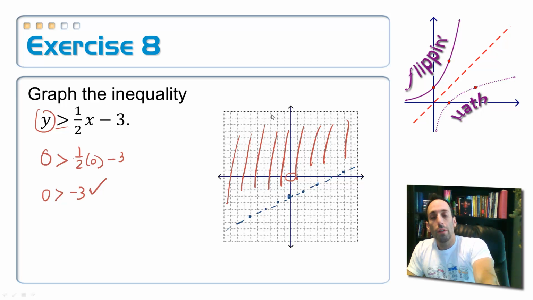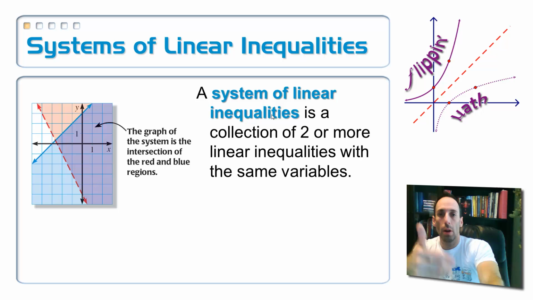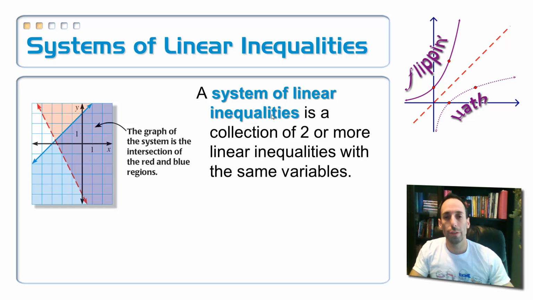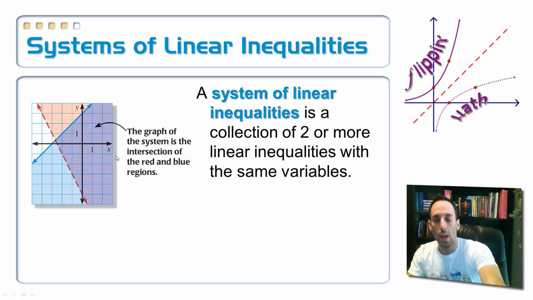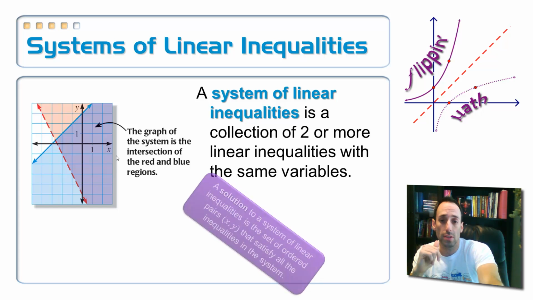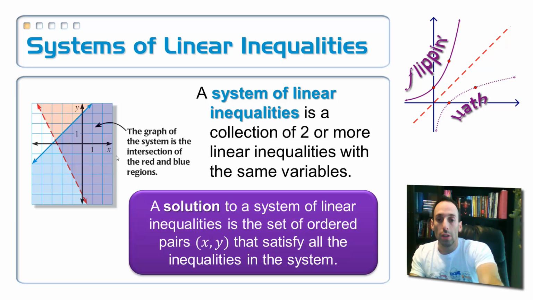So now whenever I go to solve a system of linear inequalities, I would have more than one of those inequalities with all of its shading and see where they intersect. Not just the point of intersection of the two lines, but where the colors intersect as well. So a system of linear inequalities is a collection of two or more inequalities with the same variables. Here we're talking about x's and y's. And the solution to a system of linear inequalities is not a single point. It's a whole entire region.